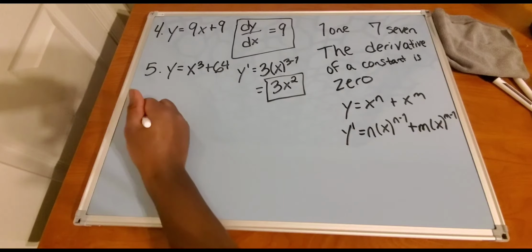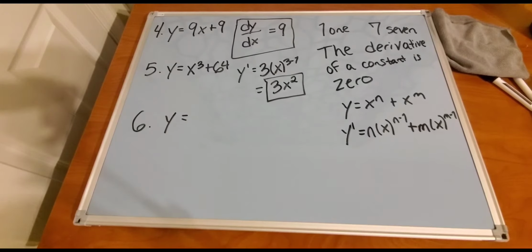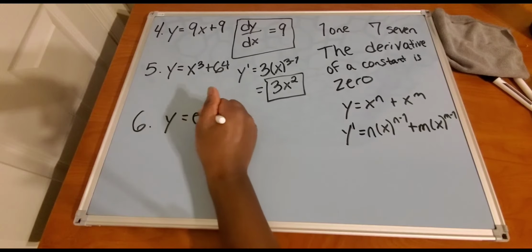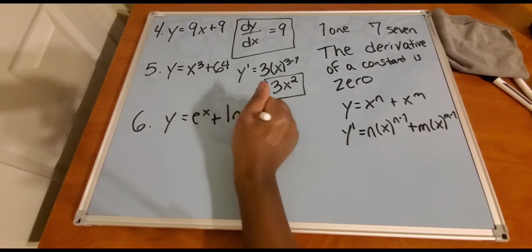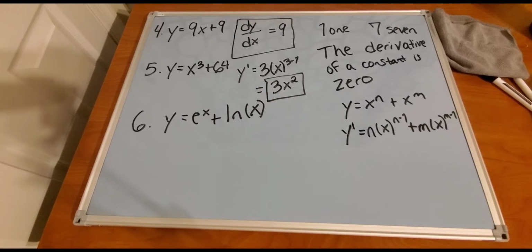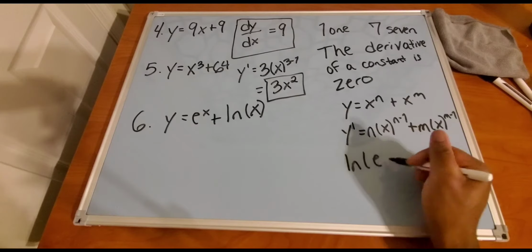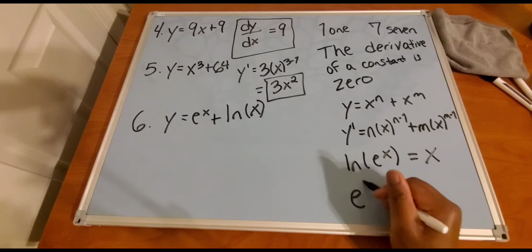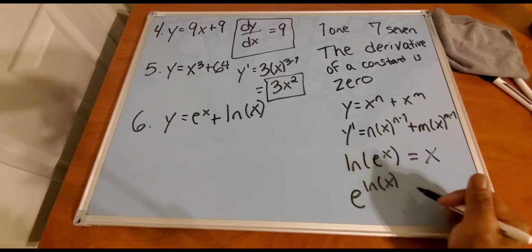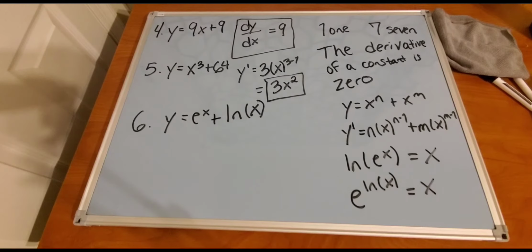For question number 6, we have y is equal to e to the x plus the natural log of x. So this is an interesting one, because if you remember, natural log of e to the power of x is equal to x, and e to the natural log of x is also equal to x. But you're not allowed to say, well, if I have natural log of x over e to the x, that's 1 or something. That's not going to work.